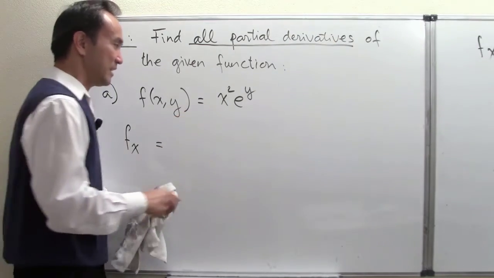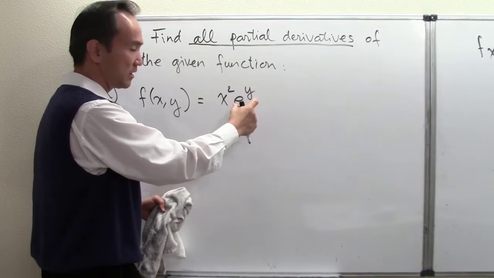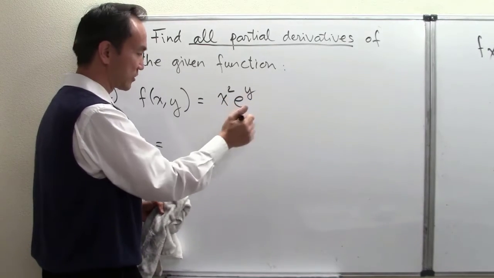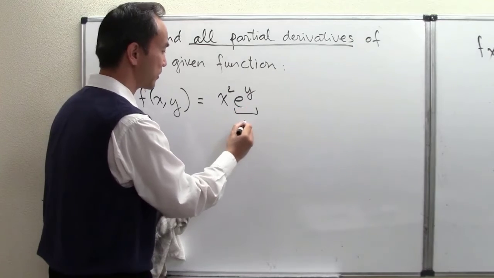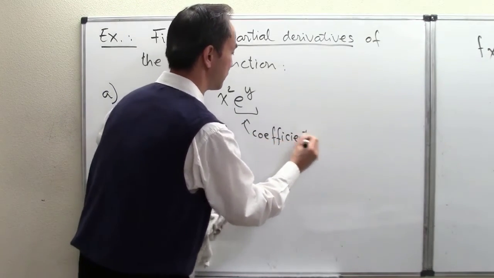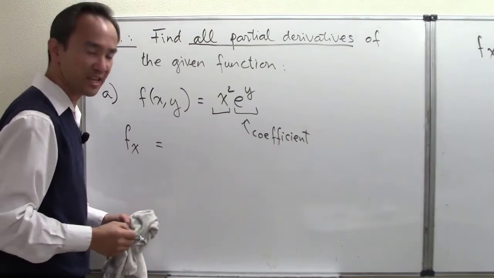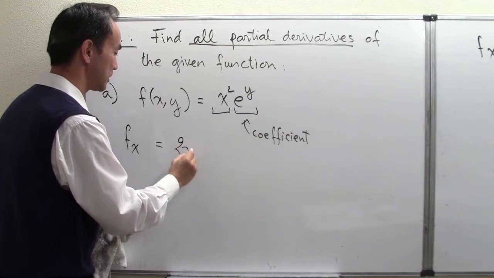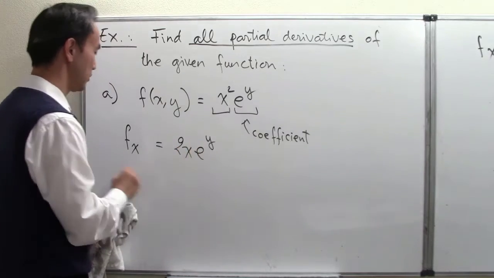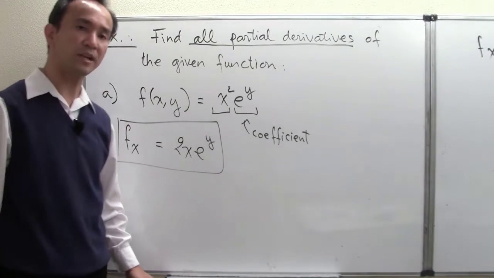So here, you've got x squared, there's the x variable, and there's a y variable involved in this exponential function. So I'm going to treat this as a coefficient. All of that component there is a coefficient. All right, so what matters for us here is just x squared. So it's 2x times the coefficient e to the y. We are done with f sub x. That's how easy and how simple that is.